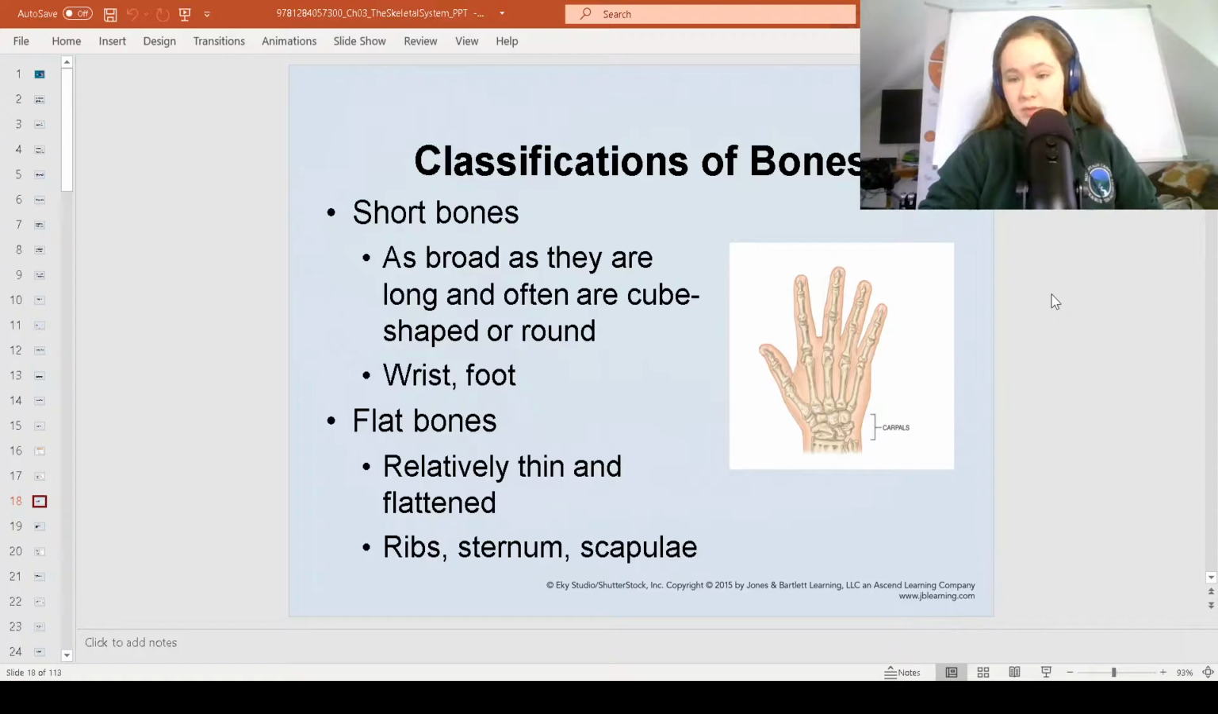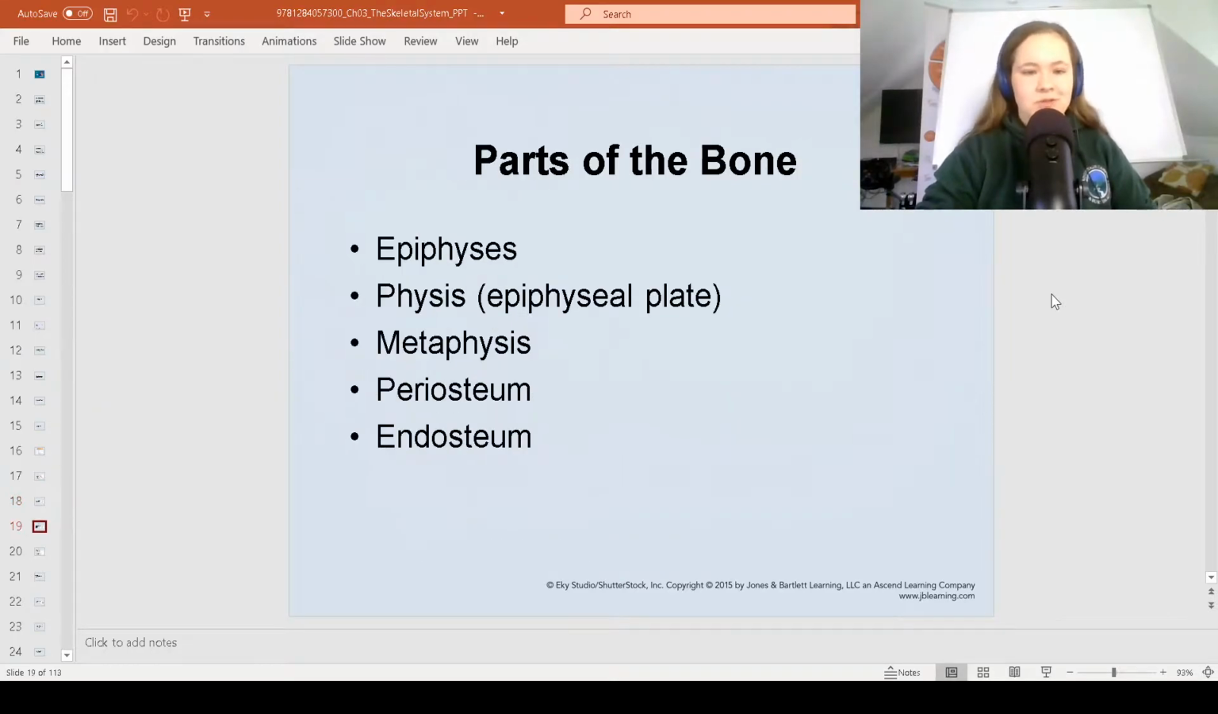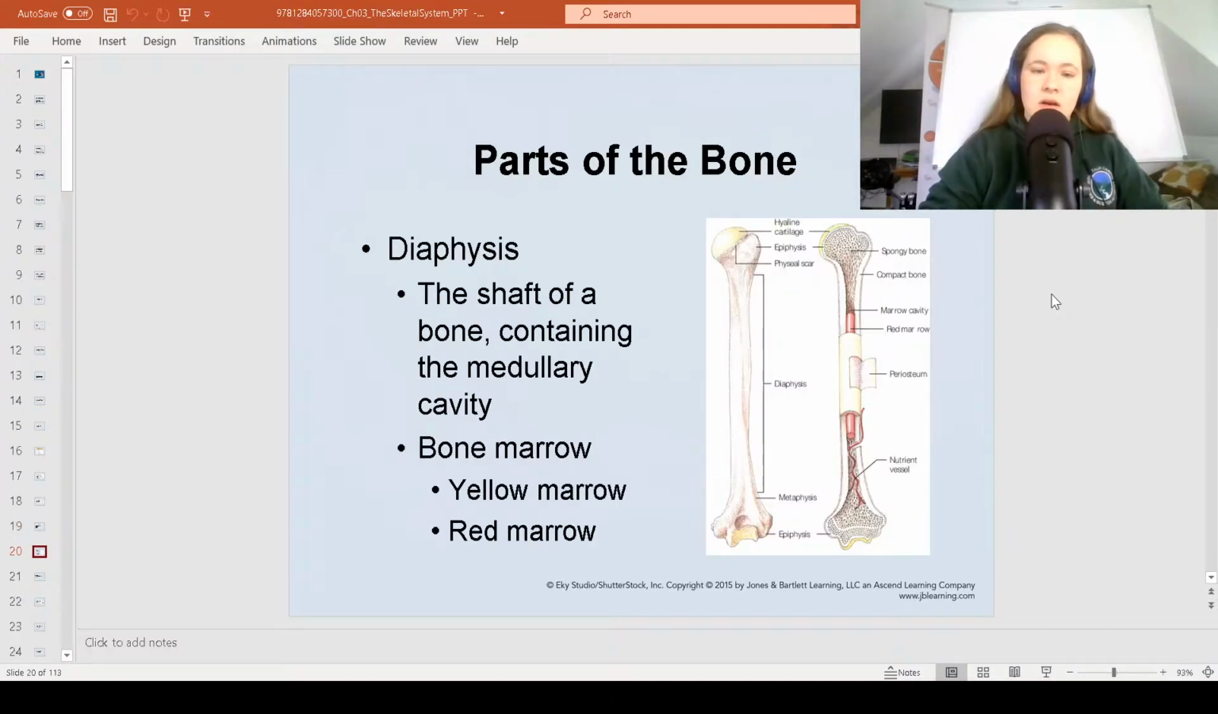You can see here the carpals are actually kind of controversial. They're kind of like flat bones, kind of like short bones. To be honest, I don't know if they fit in that category, but they kind of qualify as flat and short. Parts of the bone: epiphyses and physes, which is the epiphyseal plate, and metaphysis, periosteum, and the endosteum. Diaphysis.